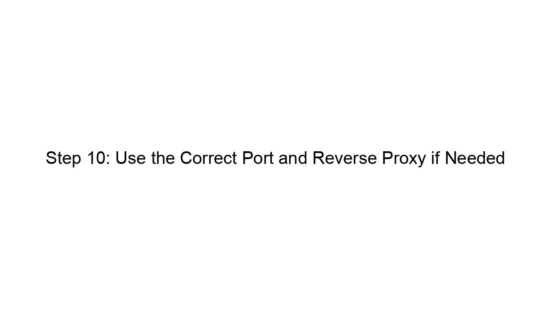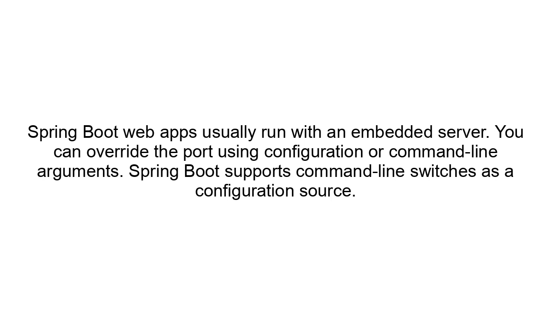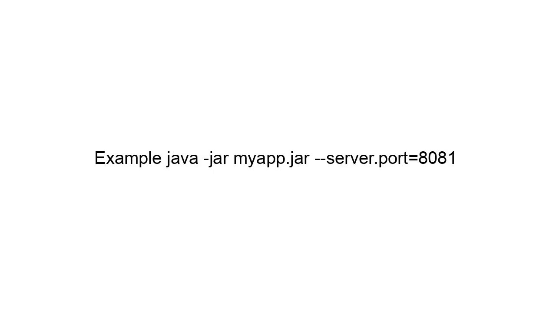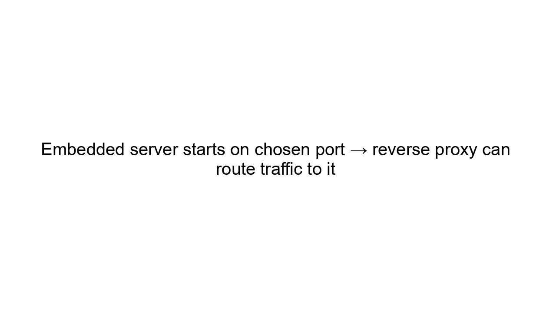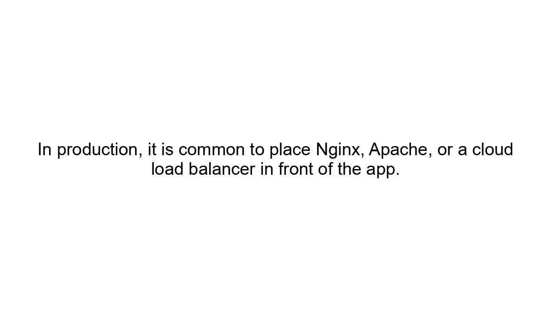Step 10. Use the correct port and reverse proxy if needed. Spring Boot web apps usually run with an embedded server. You can override the port using configuration or command line arguments. Spring Boot supports command line switches as a configuration source. Example: java -jar myapp.jar --server.port=8081. Example concept: embedded server starts on the chosen port, which means a reverse proxy can route traffic to it. In production, it is common to place Nginx, Apache, or a cloud load balancer in front of the app.